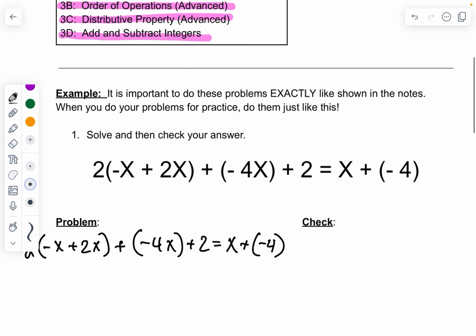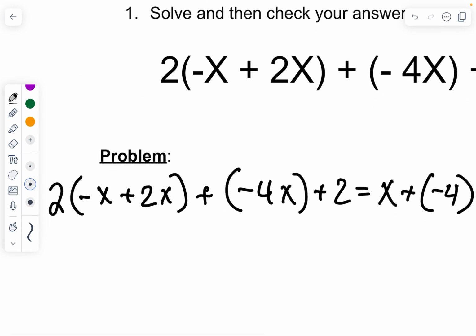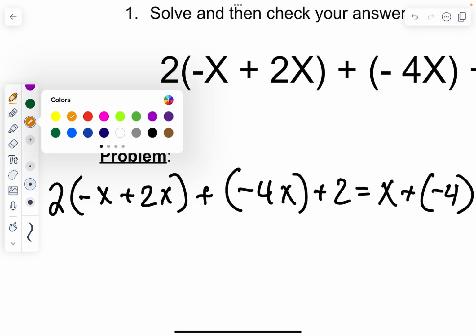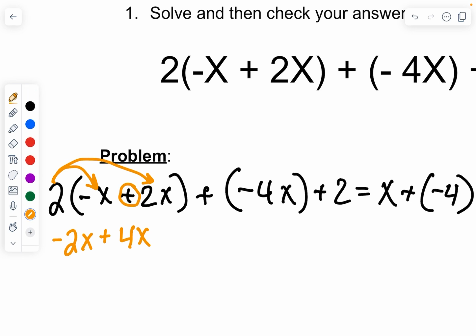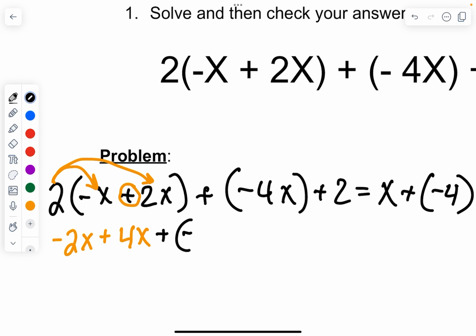And what we're going to do first of all is we're going to look at the first part of this problem and we're going to distribute. So let's go ahead and take the 2 times negative x. That gives us negative 2x. The plus sign here is going to drop down, and then 2 times 2x is 4x. And then what we're going to do is we're going to go ahead and add the rest of the problem down.